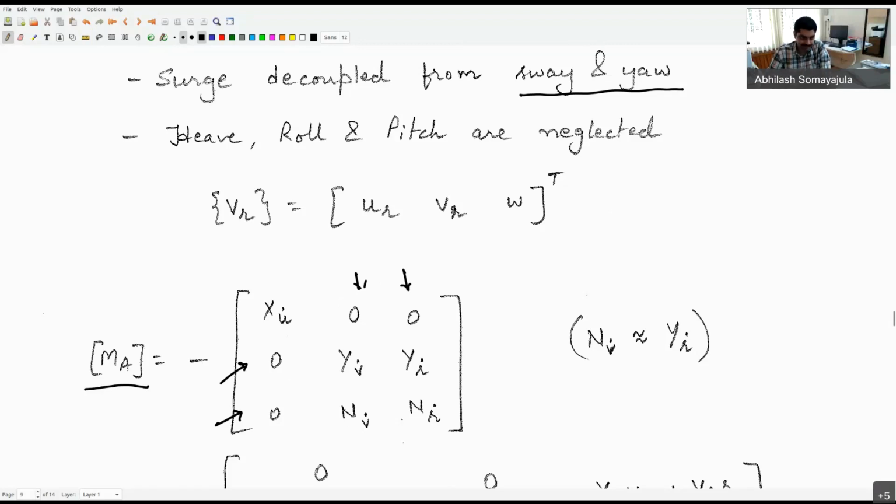Is that making sense? Yes, sir. Right? If I move my ship or accelerate my ship in the surge direction, I don't expect to generally see a force coming in the sway direction, even an inertial force for that matter, because of the symmetry about the center line. That is why we are able to make this assumption. I hope everybody is with me on this.